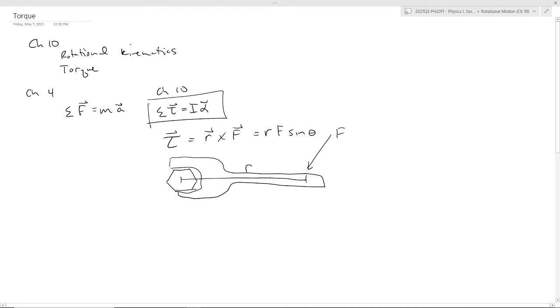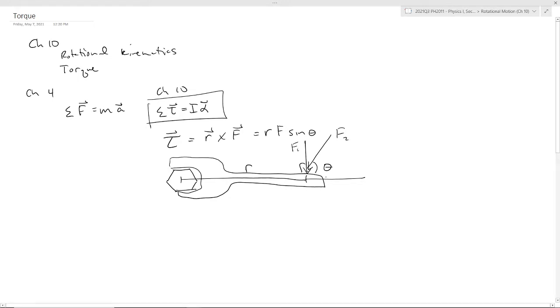And it depends on the angle between them. So if you think of the angle as being here, notice this is going to be maximized when theta equals 90 degrees, i.e. when this is perpendicular. And I think this is probably familiar. You imagine pushing on a wrench. You know you're going to get the most oomph, the most torque, when you're pushing on it perpendicular to the handle of the wrench.